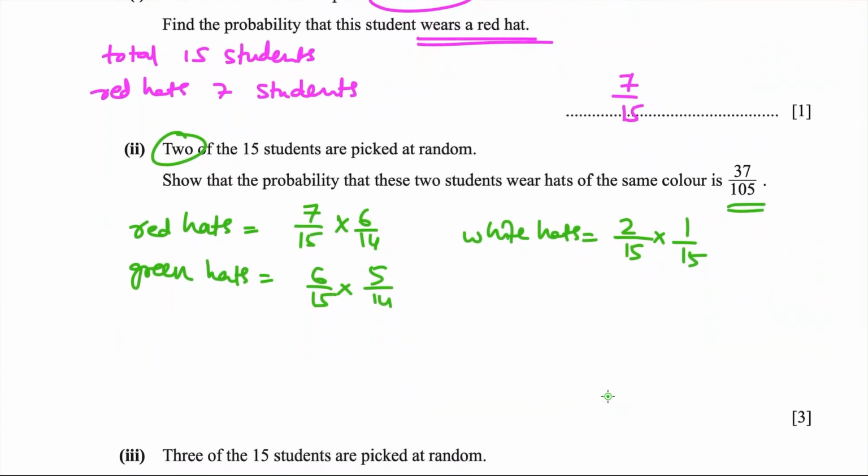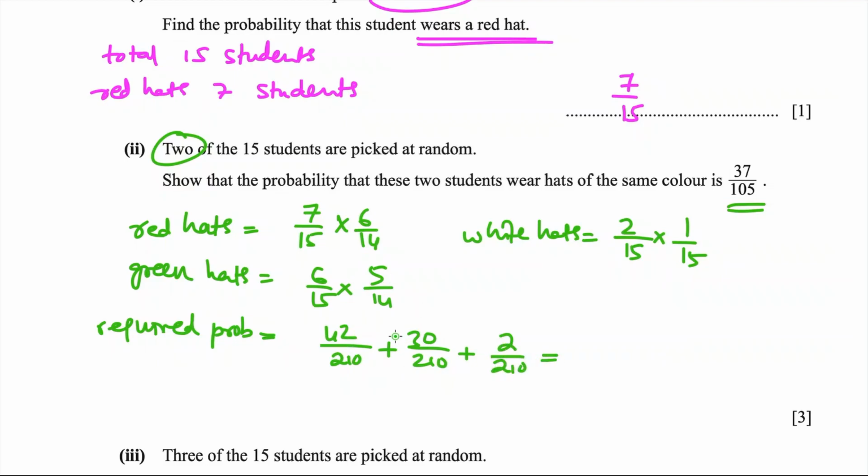So the total probability required would be equal to 7 into 6, which is 42 by 210, plus 6 into 5, which is 30 by 210, plus 2 by 210. This is nothing but 42 plus 30 is 72, plus 2 is 74 by 210, which is 37 by 105. So therefore, the required probability is 37 by 105. We have proved it. And so they will check for all these three, and then the addition. If you miss any one of them, if you get any one of them wrong, you'll get 1 mark less.